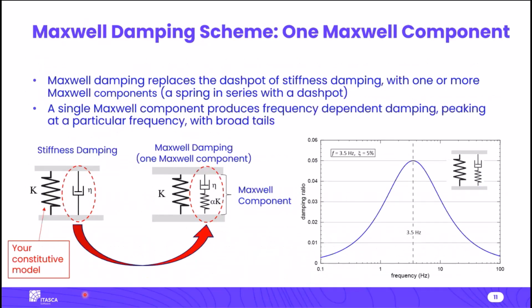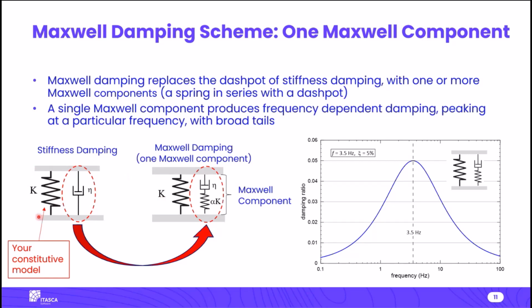All right, so the Maxwell damping scheme. First, the mass damping is ditched, and it just focuses on improving stiffness damping. The idea with Maxwell damping is you replace the dashpot of stiffness damping with one or more Maxwell components, which is a spring in series with a dashpot. A single Maxwell component produces frequency-dependent damping, peaking at a particular frequency with a broad tail. The damping response of a single Maxwell component is shown here.